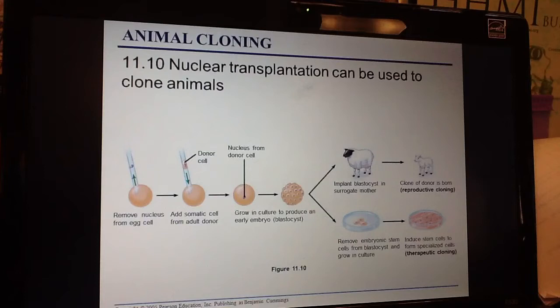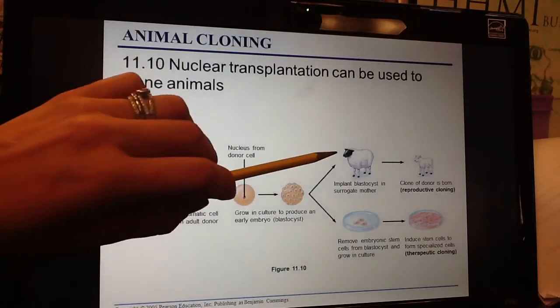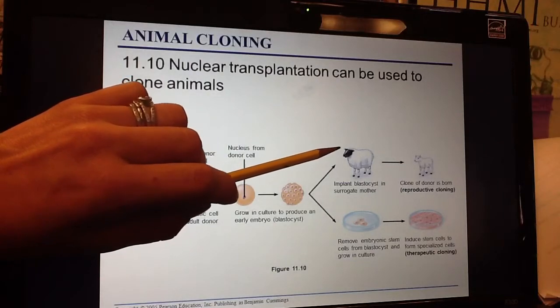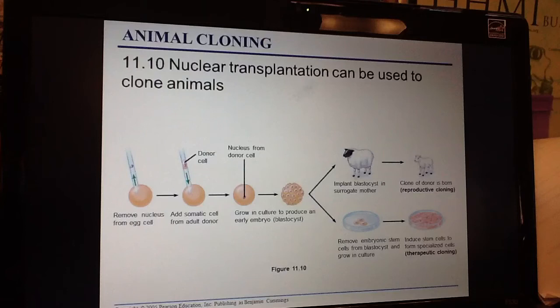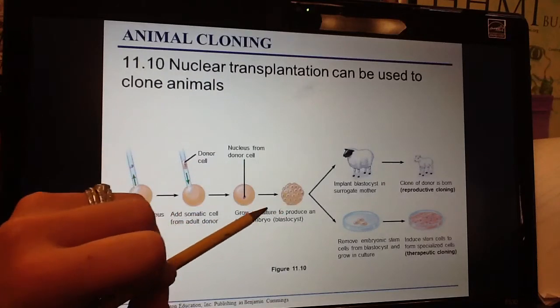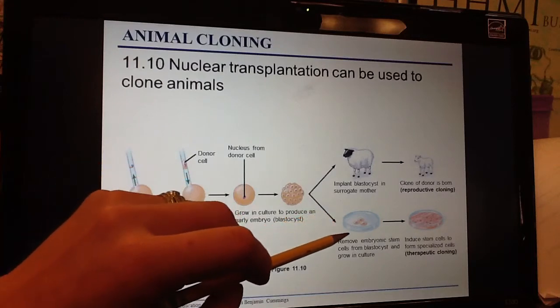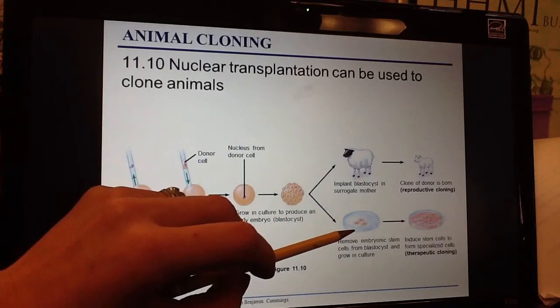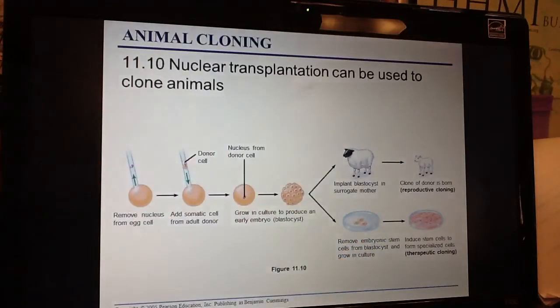And then as we let blastocysts develop, if we were to implant them into a surrogate mother, that mother would then give birth to the cloned reproductive individual. Or we can take the cells away from the blastocyst stage and grow them in culture, which means in a petri dish, and we can control them and use them as stem cells, and we can turn them into specialized cells.